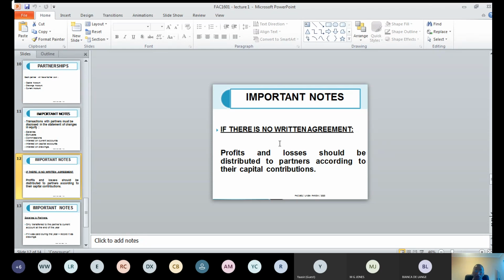So no written agreement. The question doesn't tell you how the profits must be shared. Then you go to the capital contributions and you share it in that ratio.